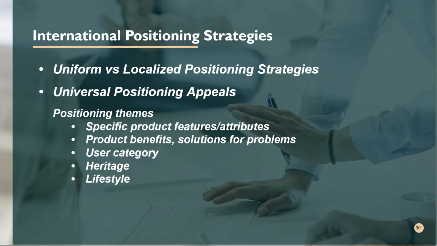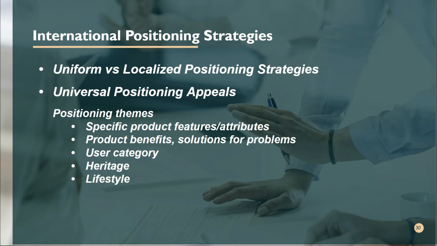The first positioning strategy is uniform versus localized positioning strategies. When target customers are very similar worldwide, sharing common core values and showing similar buying patterns, a uniform positioning strategy will probably work. By adopting a common positioning theme, the company can project a shared, consistent brand or corporate image worldwide.